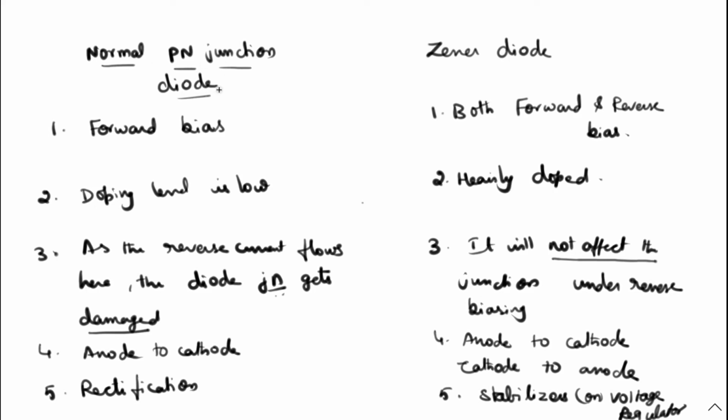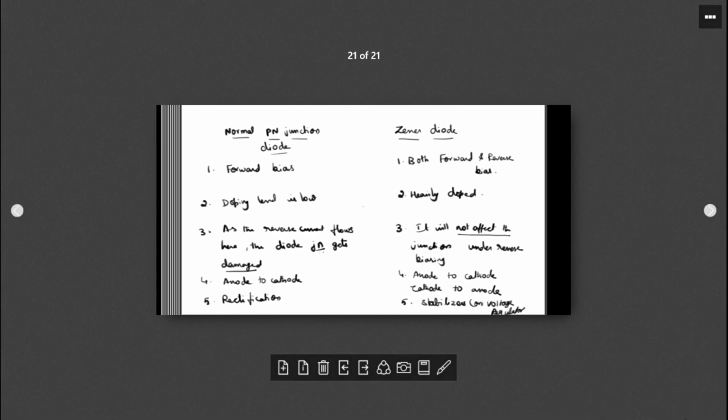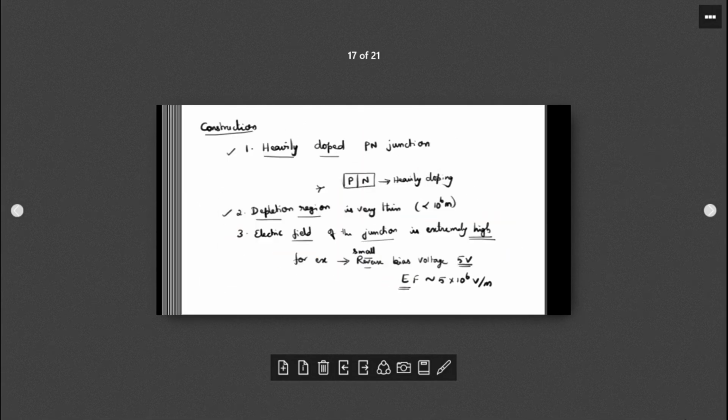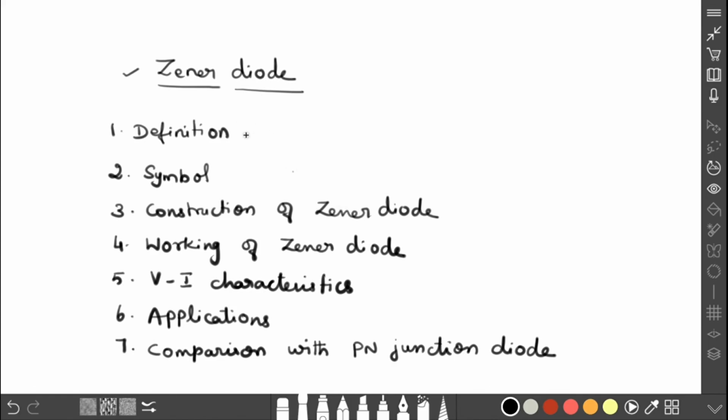I hope you understand this. In this video, we have discussed the Zener diode. The Zener diode is a specially designed diode to operate under reverse biasing. We covered what the symbol is, how it is different from the normal PN junction, and the construction of the Zener diode: the PN junction is heavily doped to work under reverse bias. We also covered the working of the Zener diode, the VI characteristics and its applications, and finally the comparison with the PN junction diode. Please go through this.